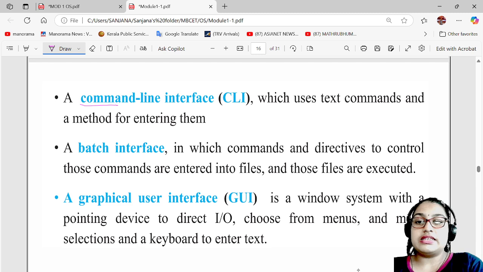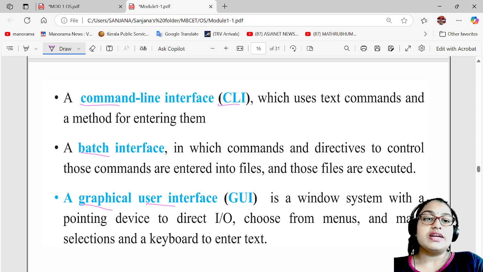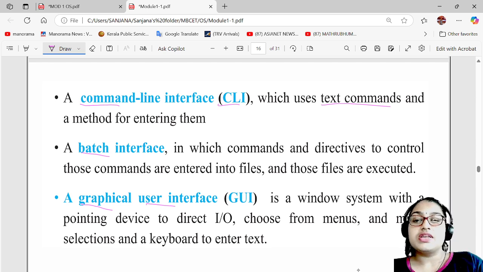We have command line interface, batch interface, and graphical user interface. Command line interface, or CLI: from the word itself, everything is understood. It uses text commands and methods for entering them. In case of batch interface, commands and directives to control those commands are entered into files, and then we execute that file. That is batch interface. Graphical user interface is a Windows system with a pointing device to direct I/O.